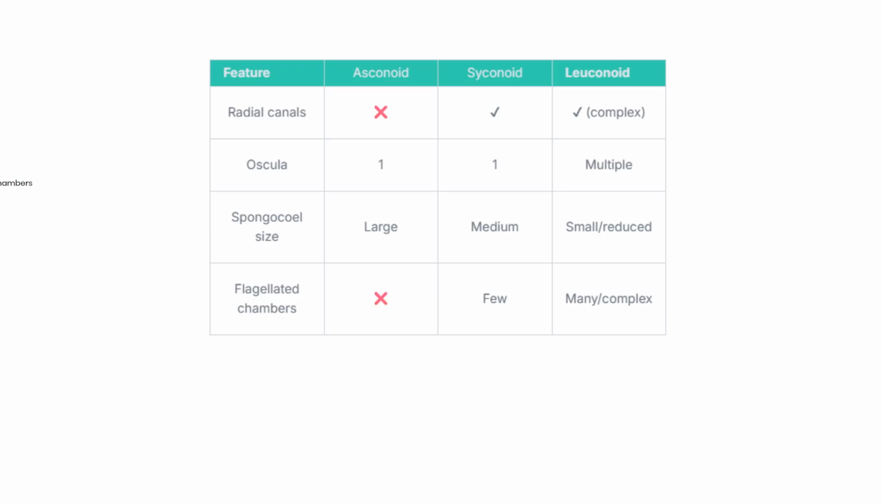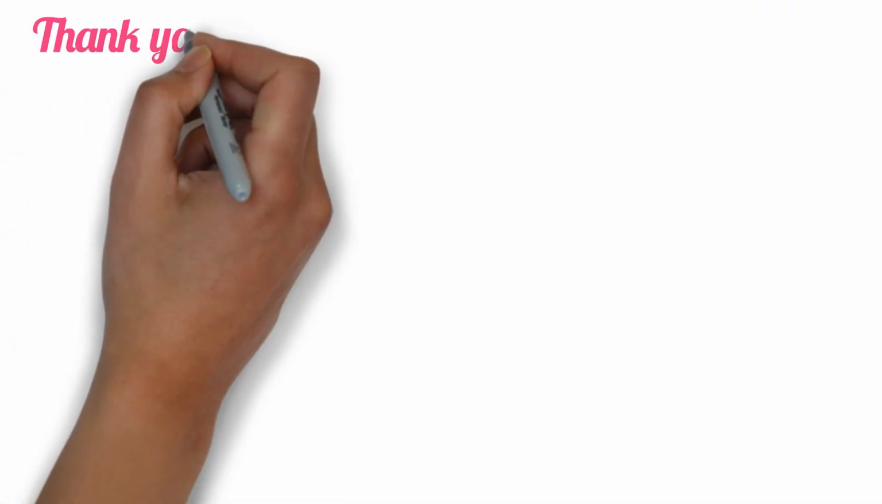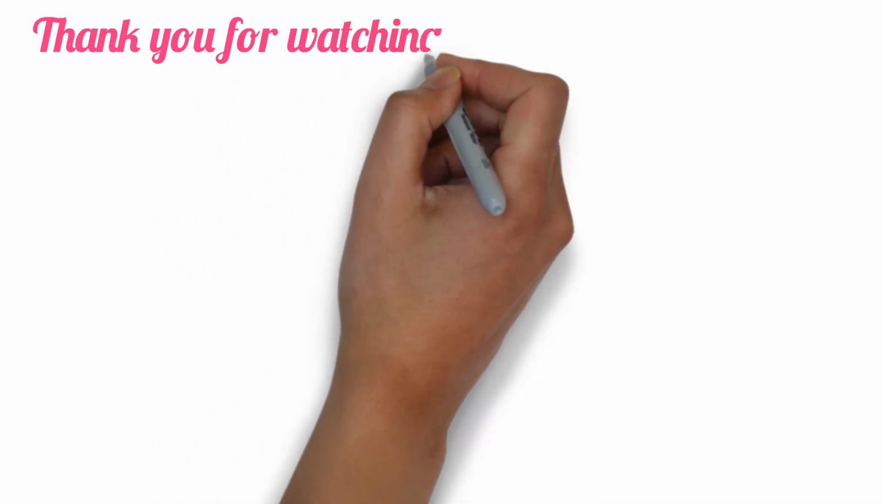So the key takeaway: never assume a sponge is syconoid just because radial canals are absent. Look at the overall body plan, including oscula, spongocoel size, and flagellated chambers. That's how you get it right every time.